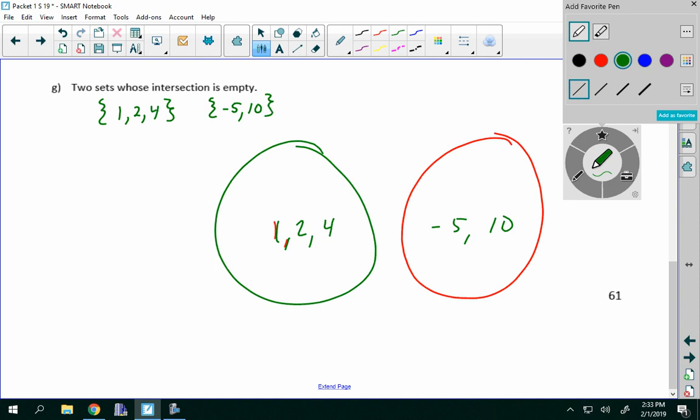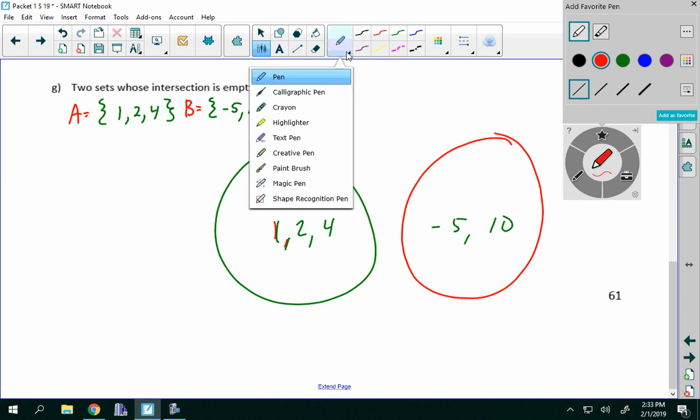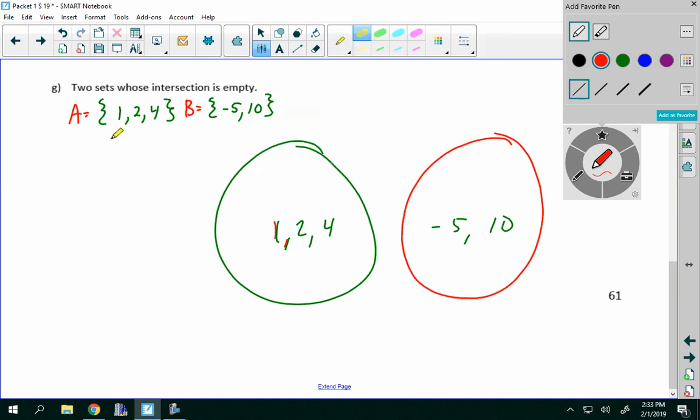Sometimes if you want, you can give these sets a name, like a big capital letter, but it's not necessary. What's really important is that when you list the elements in your set, you include your set symbol, which are these little curly braces. Okay, that's question number 4.